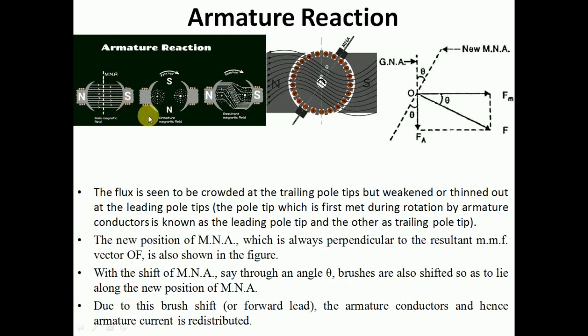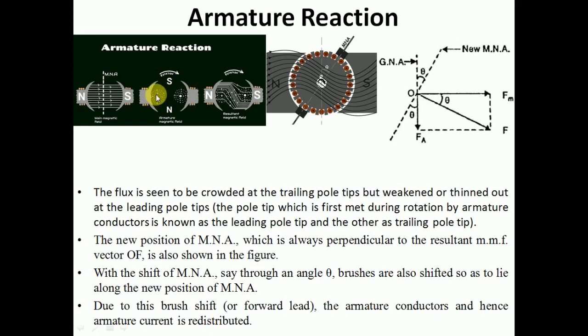In this figure, the first diagram is representing the main flux alone, the second diagram is representing the armature flux alone, and the third diagram represents the effect of armature flux on main flux. For ease of understanding, we have considered only two armature conductors. One is under the influence of the north pole and the other is under the influence of the south pole. By using the right hand thumb rule, we very well know that in this conductor the direction of current is clockwise and in this conductor the direction of current is anti-clockwise.